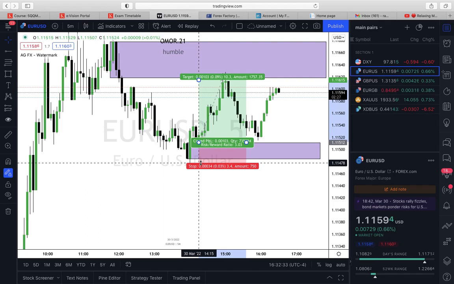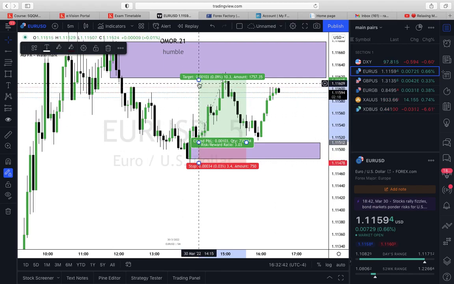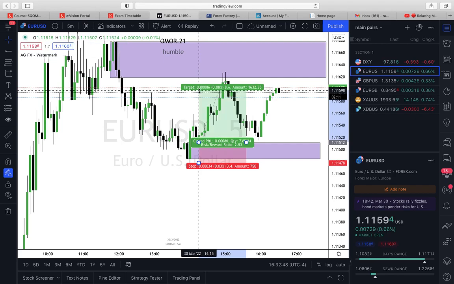Your stop loss goes below the low, and you don't want to be overzealous with the high. I mean the take profit.